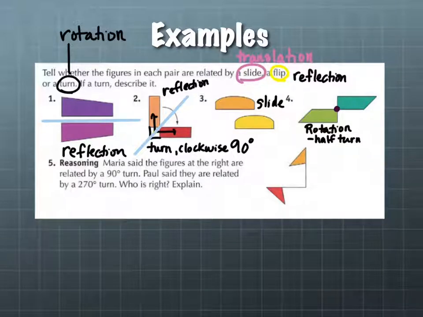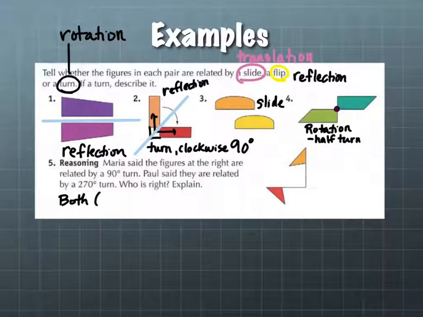All right, number 5 says, Maria says that the figures at the right are related by a 90-degree turn. Paul says they're related by a 270-degree turn. Who's right? Explain. Both are right. Why are both right? How is that even possible? Clockwise or counterclockwise? Yeah, it depends on if you go clockwise or counterclockwise, right?